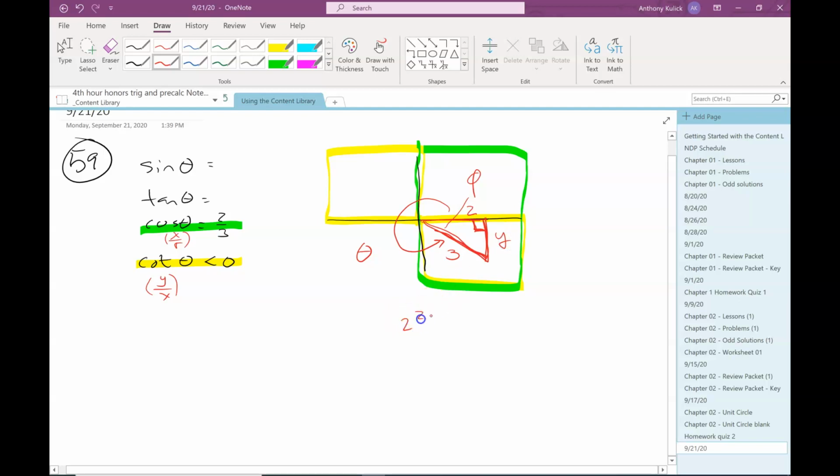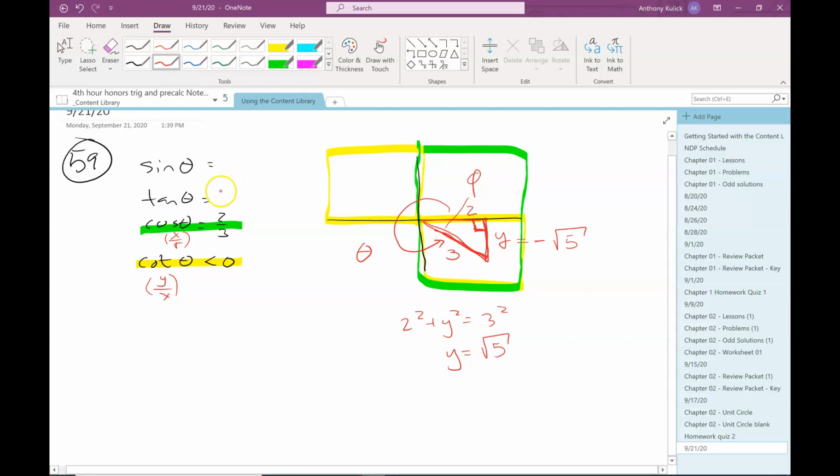I'm going to find this other side using the Pythagorean theorem. So I know 2 squared plus y squared is equal to 3 squared. So y is going to equal the square root of 5. But because we're in the fourth quadrant, this is the y coordinate. So I know this is really negative square root of 5. And now I have everything I need.